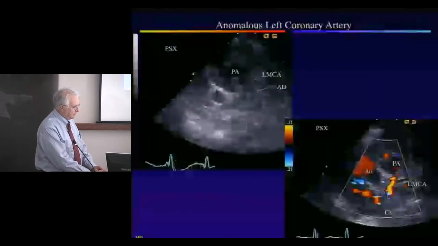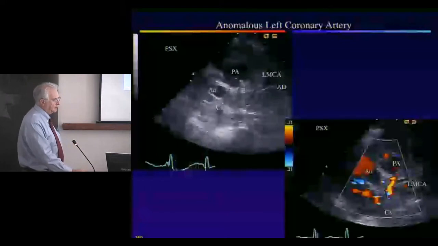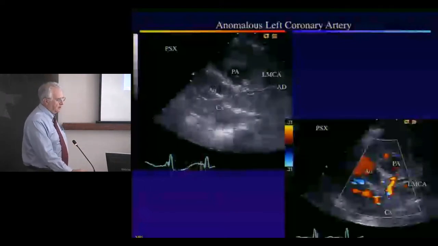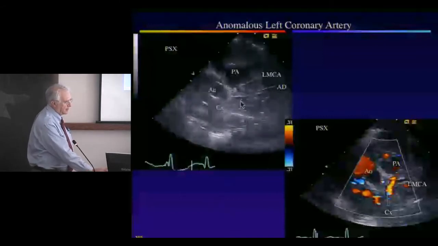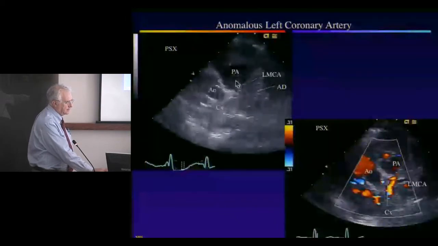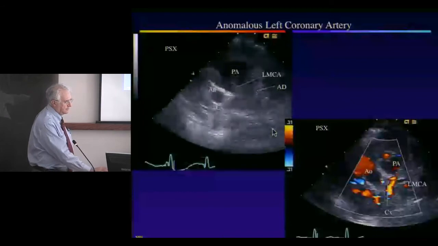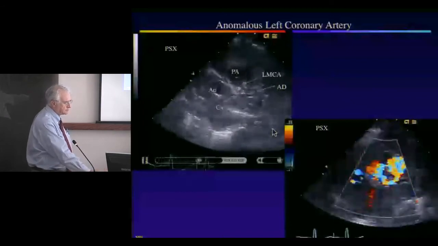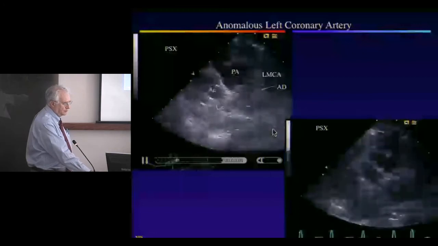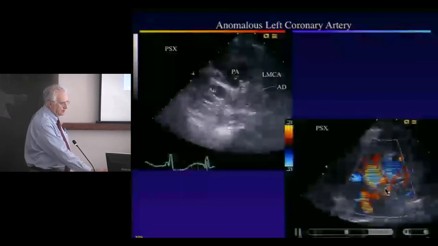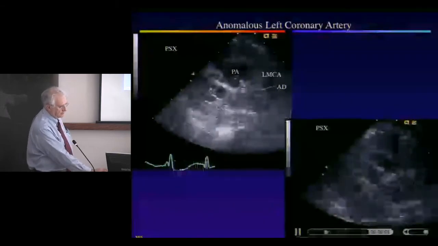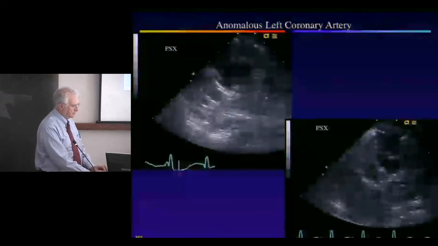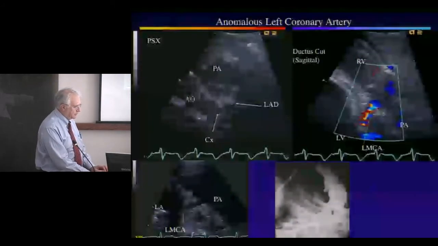And here is the definitive diagnosis. You can see the left main coronary entering the left facing sinus of the pulmonary artery. Here's the circumflex, here's the left anterior descending, and here's this coronary cusp, and there it enters right there. And of course you can put color flow on the system, and you can see the flow coming up the circumflex and going into the pulmonary artery. The left anterior descending is not that well displayed in this flow. So I think it's a pretty easy diagnosis.